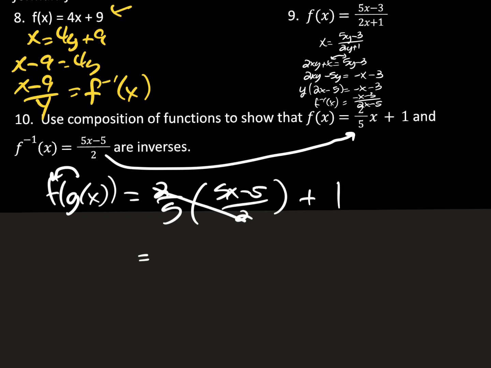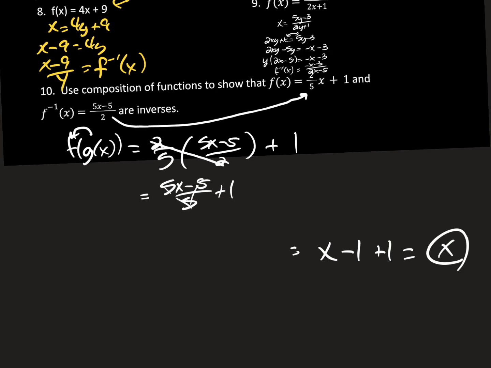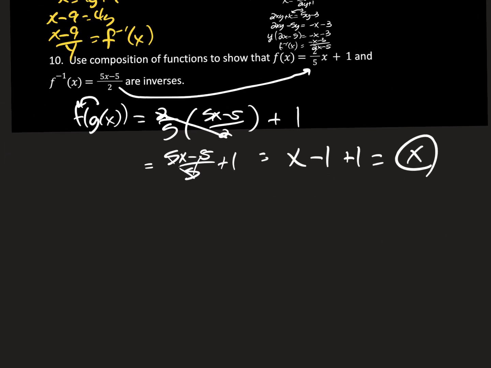First of all, these 2's cancel. So I get 5x minus 5 over 5 plus 1. Now, in that first part right here, all those 5's will cancel, which will leave me x minus 1 plus 1, which is x. And that's what you want to get. You want to get x both times. So then you got to go the other way.